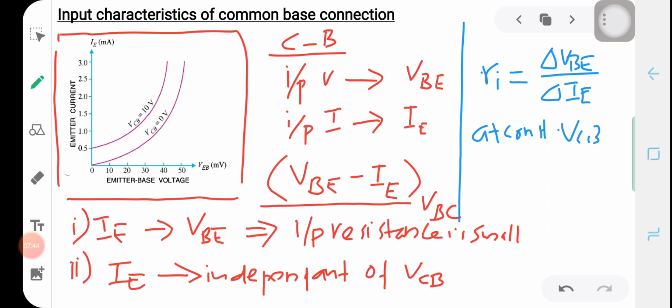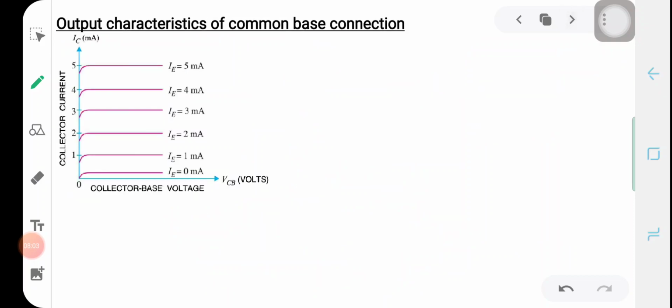So again, have a comparison with these terminologies. Input characteristics means the variation of the input voltage with the input current, keeping output voltage constant. So definitely output characteristics will be the variation of the output current with the output voltage.